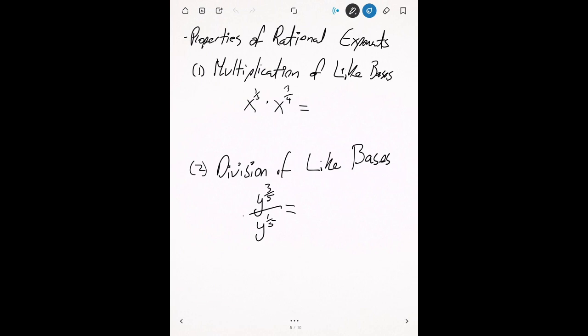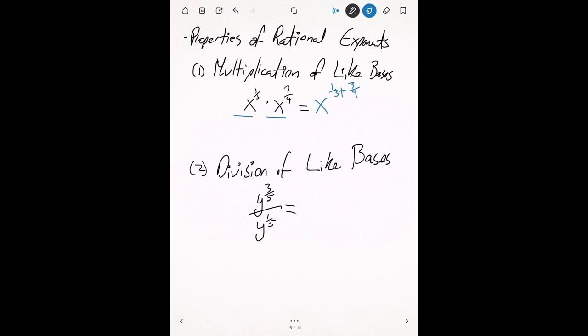So these should start looking pretty familiar. These are all properties of integer exponents, so let's see what happens if I have fractions as my exponent. So the multiplication of like bases. If I have the same base and I'm multiplying it together, I'm going to say that we just add the exponents, just like we did before. If we're multiplying the same base, all we have to do is add the exponents.